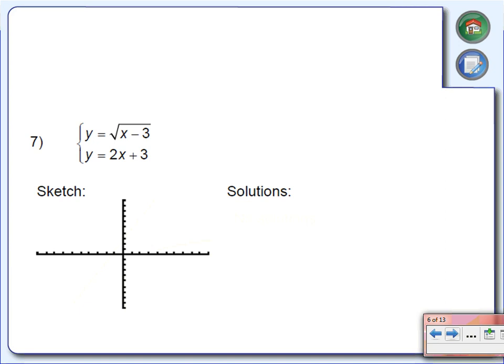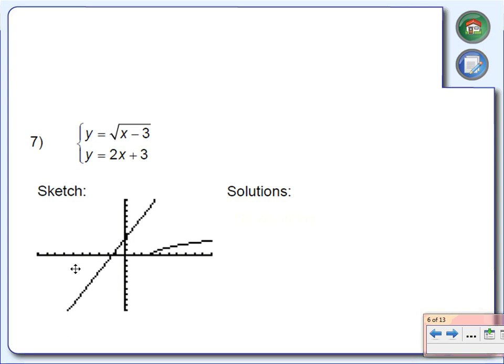Once you got their graphs, all we're doing is looking for the point of intersection. Where do they cross? Where do they meet up? Now remember, the square root function, that's a curve. So you should be seeing a curve, and you should also be seeing a line. That's the linear. Should look something like this right here. All right, so this is the graph we're getting.